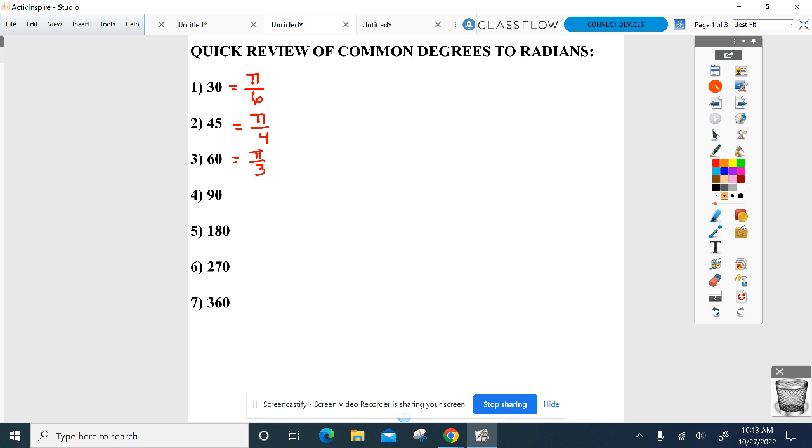Well, let me skip it, and I'll come back to it, and I'll show you something. What's 180? Well, just pi, right? So then what do I have to do from 180 to get to 90? To cut it in half. Divide by 2. So pi over 2.